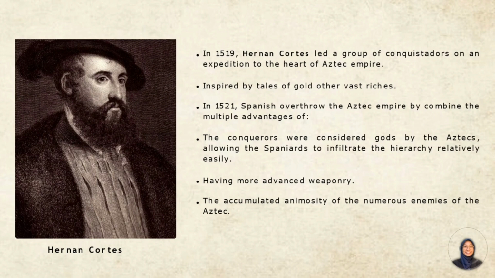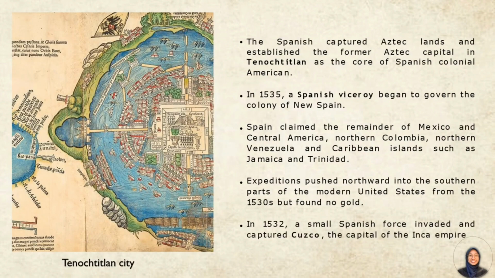In 1521, the Spanish overthrew the Aztec Empire by combining multiple advantages: the conquerors were considered gods by the Aztec, allowing the Spaniards to infiltrate the hierarchy relatively easily; they had more advanced weaponry; and they benefited from the accumulated animosity of the numerous enemies of the Aztec. The Spanish captured Aztec lands and established the former Aztec capital of Tenochtitlan as the core of Spanish colonial America.